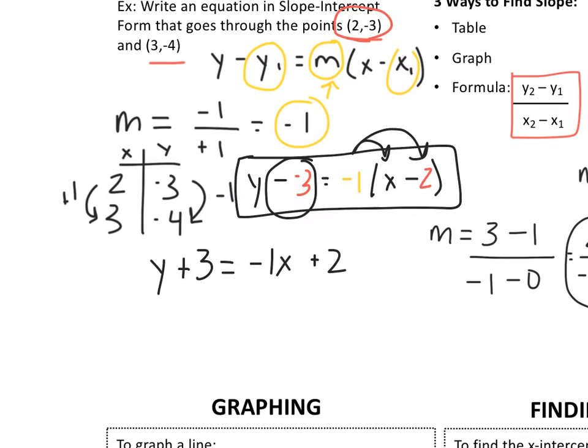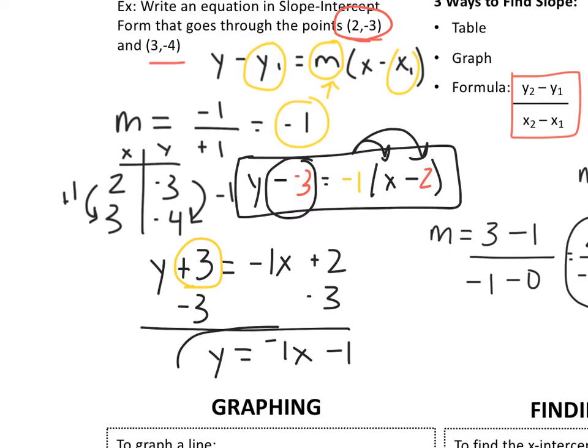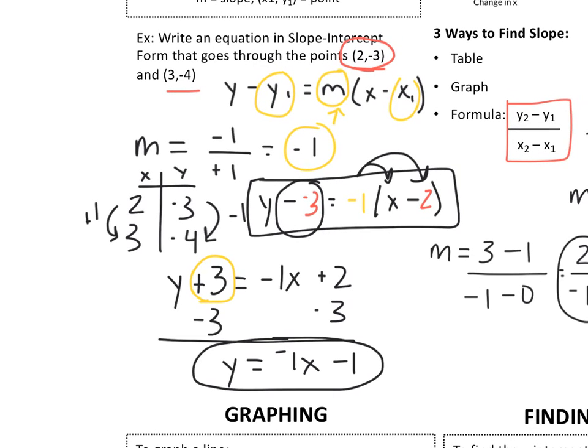Now we're trying to get in slope-intercept form, which is y equals mx plus b. So we need to move this 3 out of here. In order to move it, we're going to do the inverse operation, subtract it over. So you're going to get y equals -1x minus 1. And that would be your equation of the line that goes through the points (2, -3) and (3, -4). It's in slope-intercept form, so we are all done.